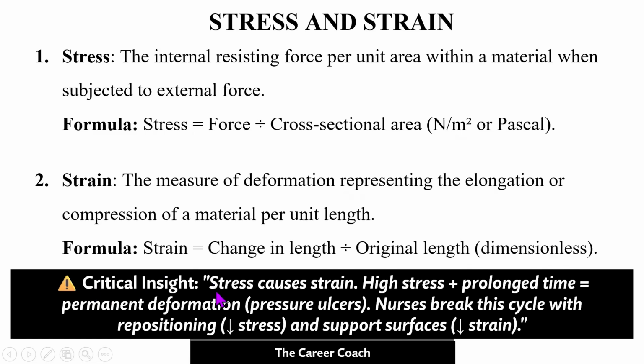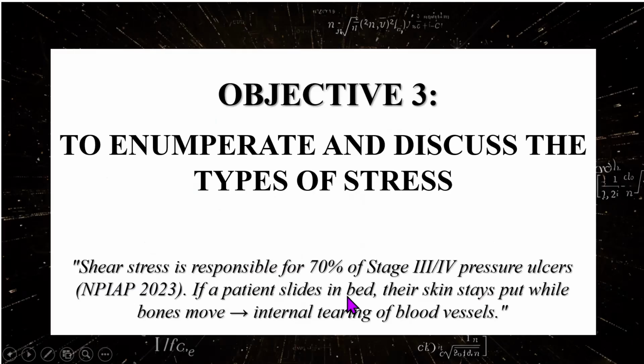This is a critical insight. Stress causes strain. High stress plus prolonged time leads to permanent deformation. Example is in pressure ulcers. We break this cycle by repositioning our patient to reduce stress or giving support surfaces to reduce strain. It is therefore essential that you change the position of a bedridden patient at least every 2 hours to prevent pressure ulcers.